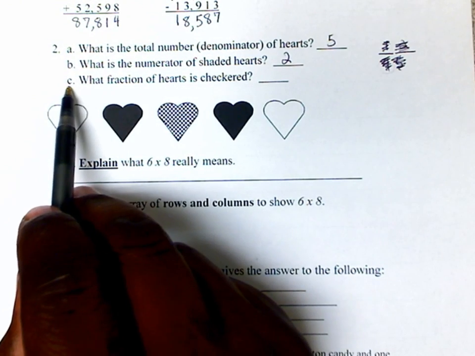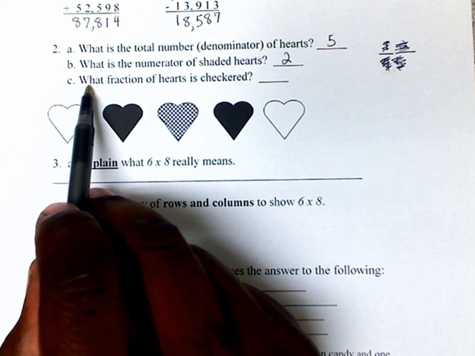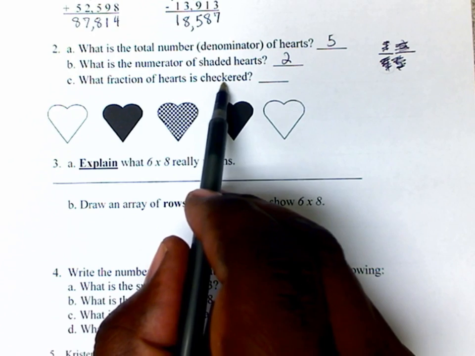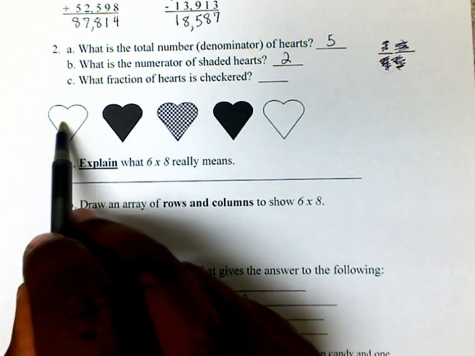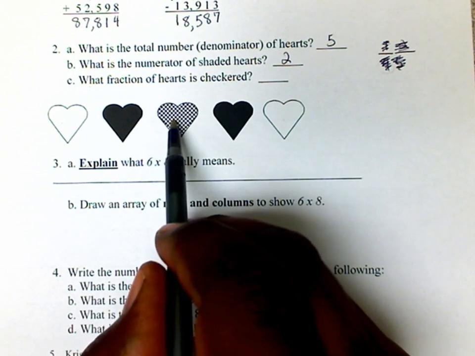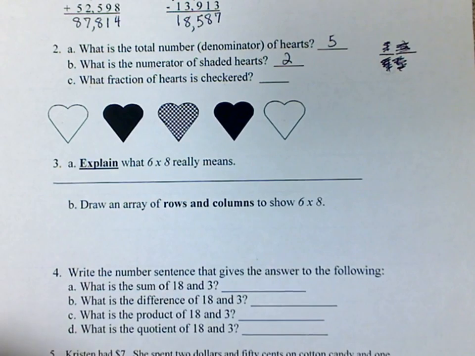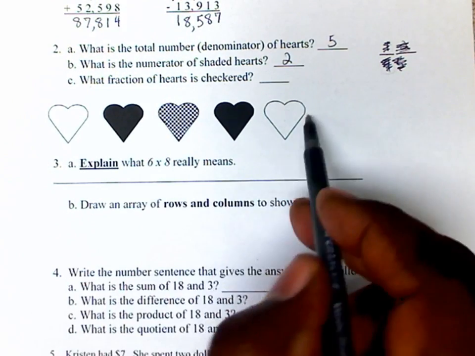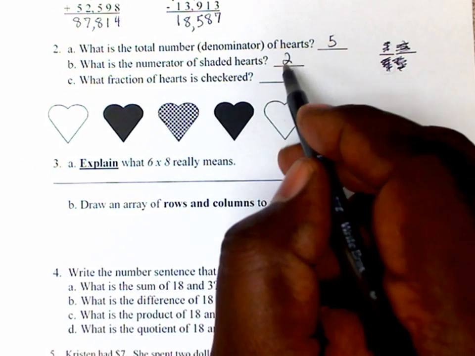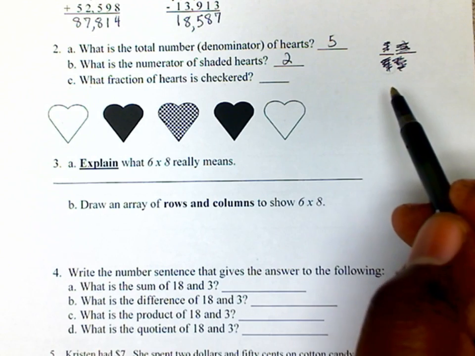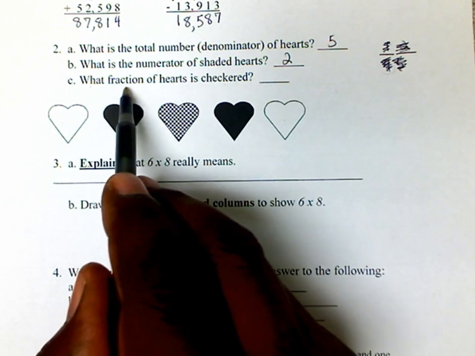And then you get to question C, or part C. It says what fraction of hearts is checkered. So how many hearts do you see checkered? You see 1, but you can't put 1 up there because that only indicates the numerator. There are 5 hearts in all, so the denominator would be 5, but you can't just put 5 here because that's only the denominator. They want the complete fraction.